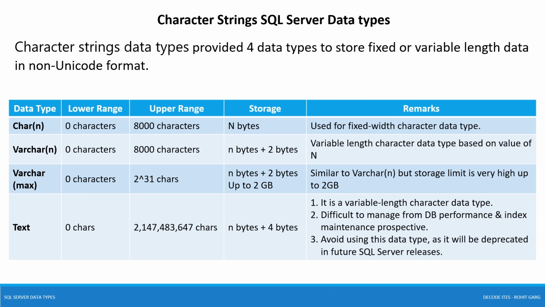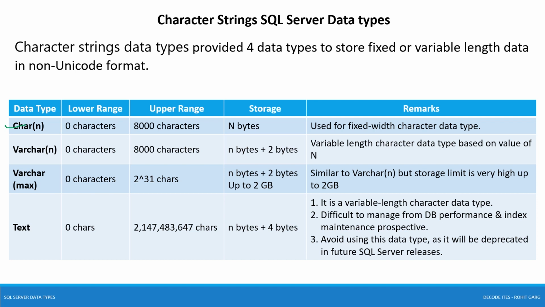Character string SQL Server data types. Character string data types provide 4 data types to store fixed or variable length data in Unicode format. One is char, and it needs n bytes of storage on the basis of the n value. It can hold 0 to 8000 characters. This is used to store fixed width character data. You can use this data type when you know the incoming or input data will have this many characters only.